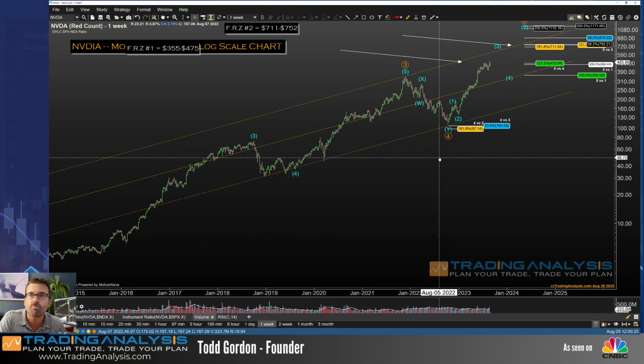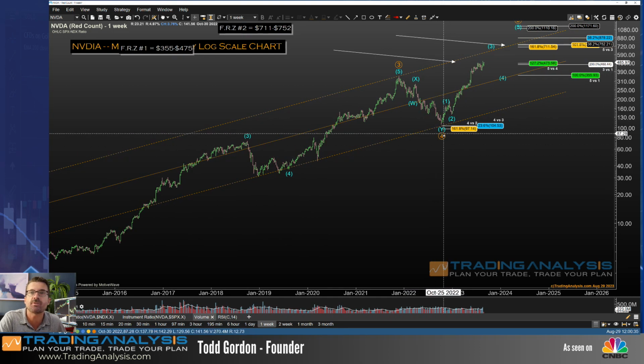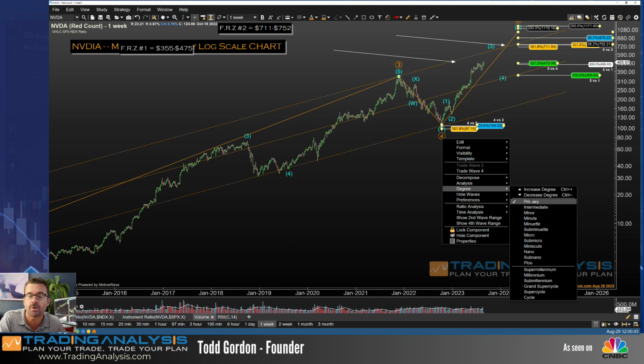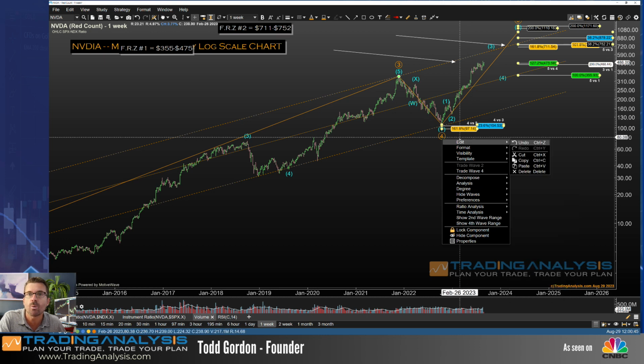Okay, so where are we now? Now I've seen counts that are cutting off this orange circle 5, and just those of you who are Elliott wave guys might want to know this. I have this as primary degree wave 4, and we're moving up in primary degree wave 5 just off the top end of the screen.